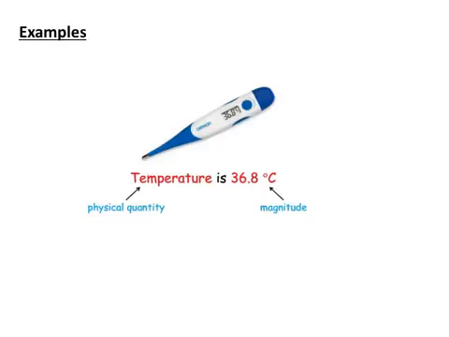So these quantities are called scalar quantities. We have an example of a scalar quantity. As you can see, the temperature is a physical quantity that has only the magnitude. As shown on the thermometer, the temperature is 36.8 degrees Celsius. So it shows only the magnitude. It does not show the direction. So it is a physical quantity which has only the magnitude, so it is called a scalar quantity.